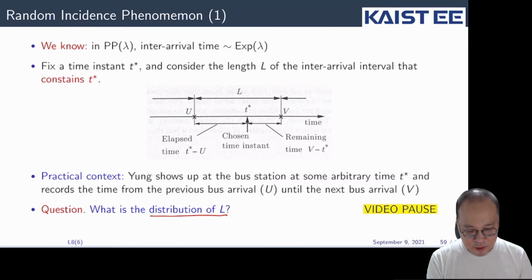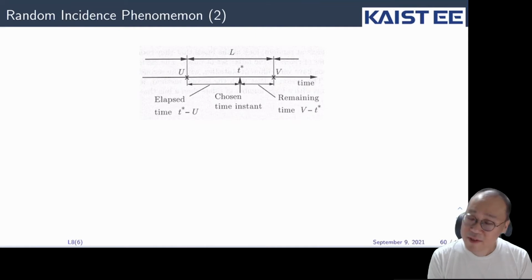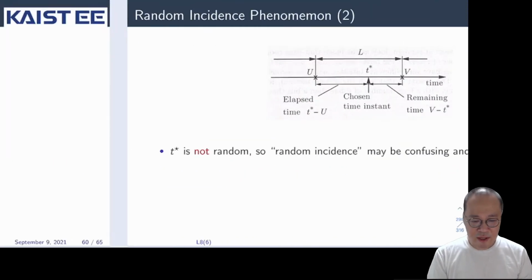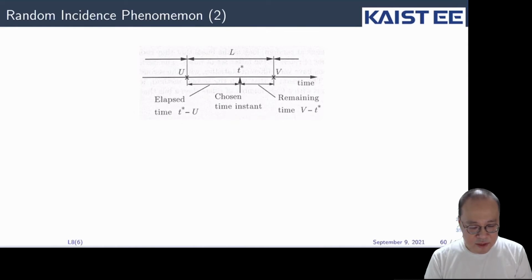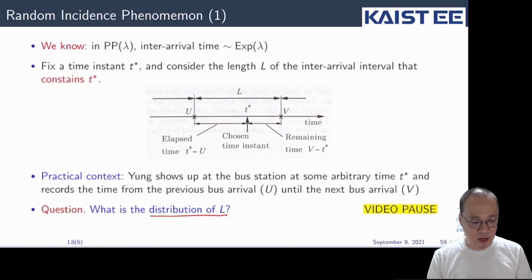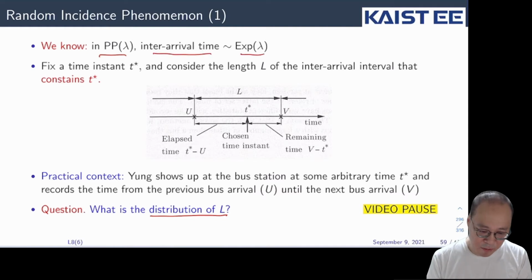Very good. So what is your answer? Well, the first answer that a lot of people can choose is that this L is nothing but just V minus U, right? And V minus U is, by definition, the inter-arrival time. And as we have talked about in the previous lectures, in the Poisson process, the inter-arrival time is an exponential random variable, so the distribution of this L is exponential.